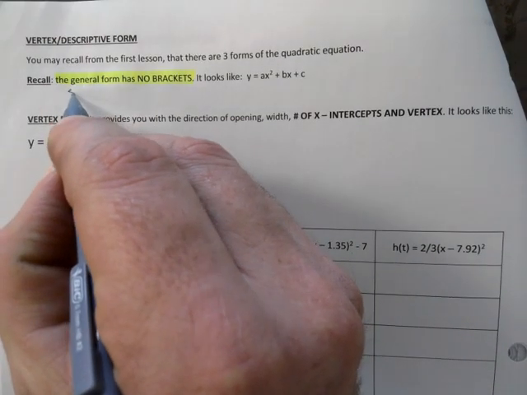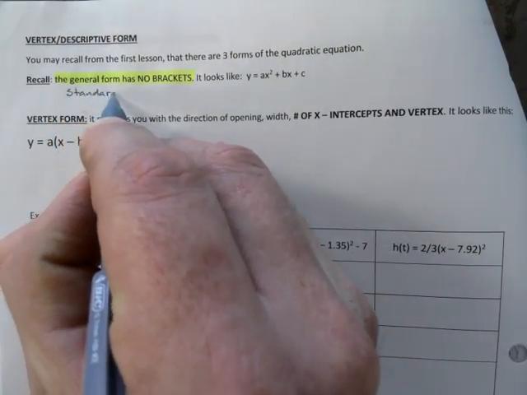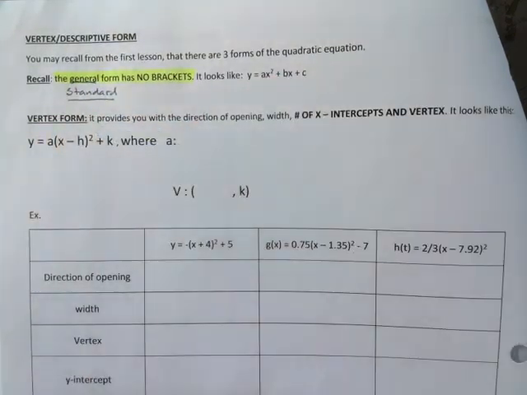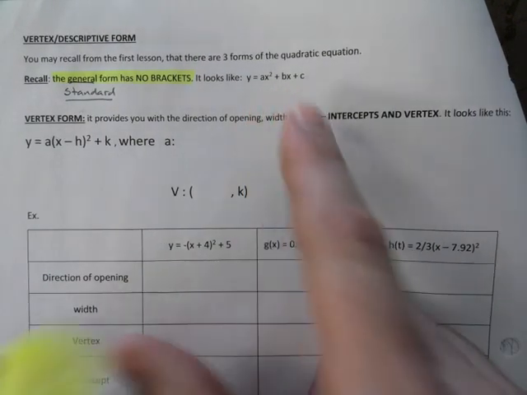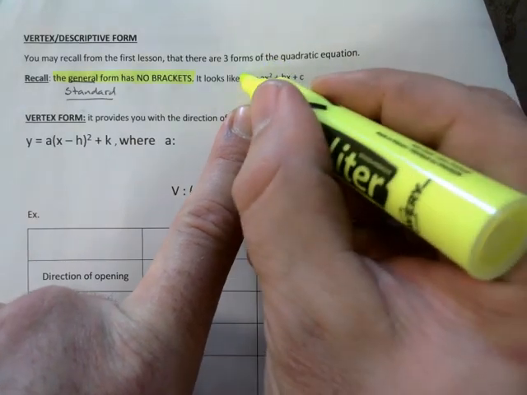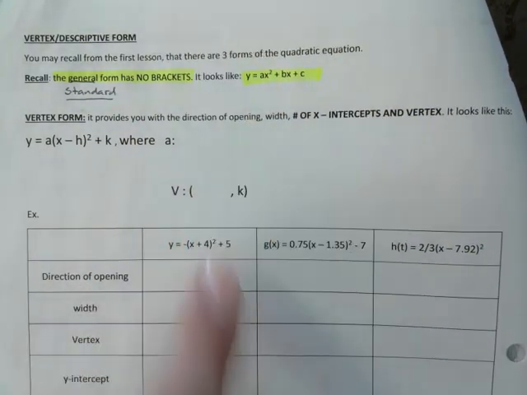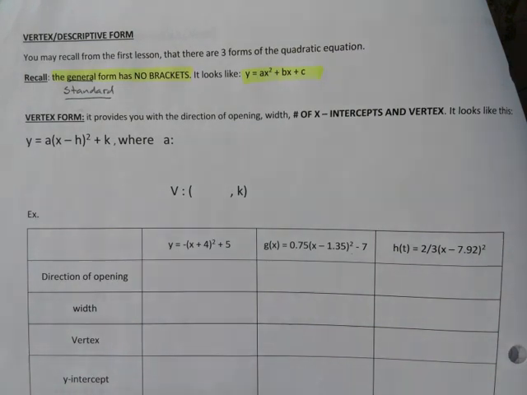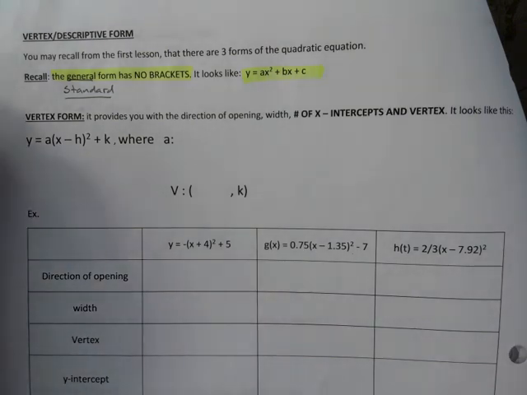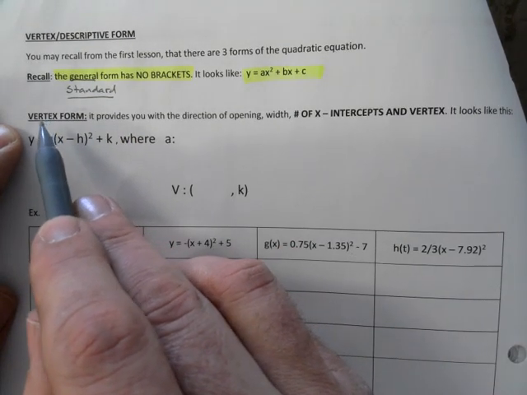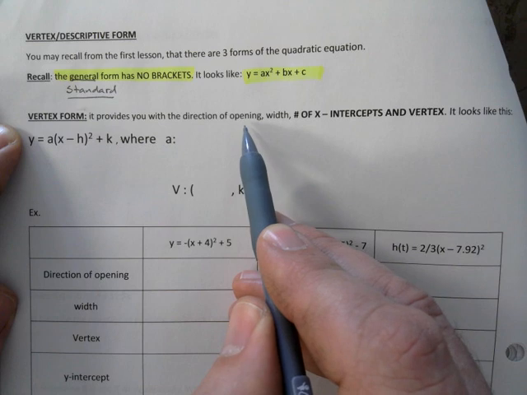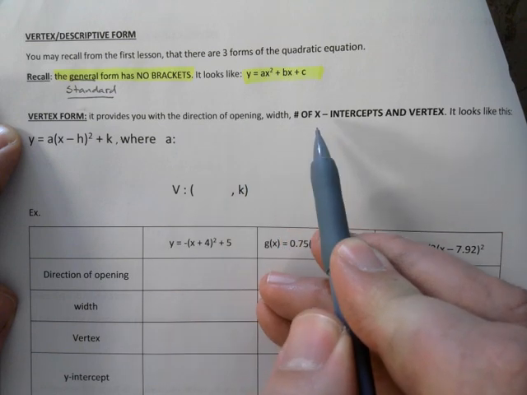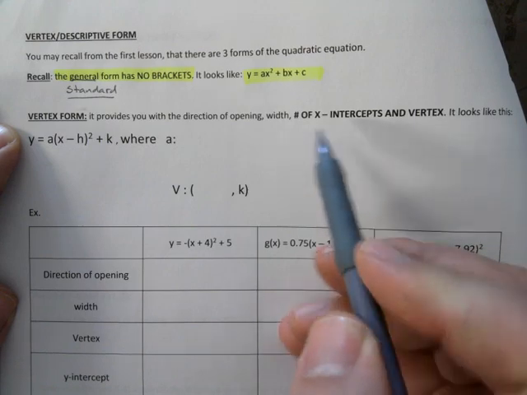So I will just write down standard, right? Standard or general can be used interchangeably. And the standard form looks like that. Right? This is standard. That's the one we know already. We're quite familiar with it. But remember, you can always type them all into your calculator and find out for sure, but it's more time consuming. So the vertex form provides you with the direction of the opening, the width, and watch this, the number of x-intercepts as well as the vertex.